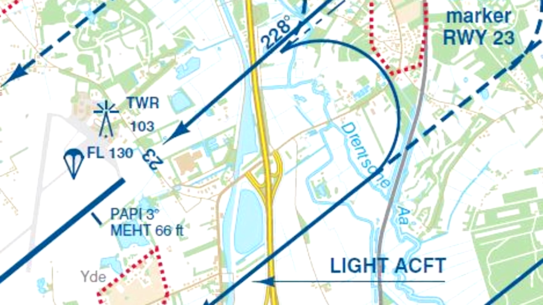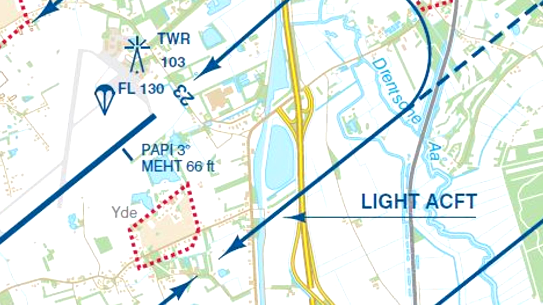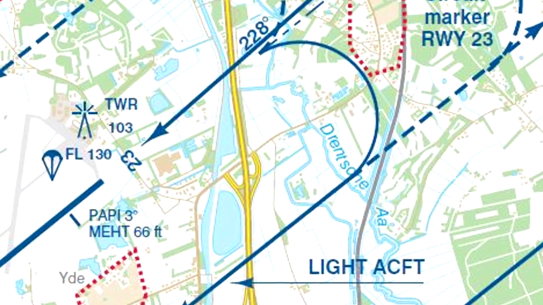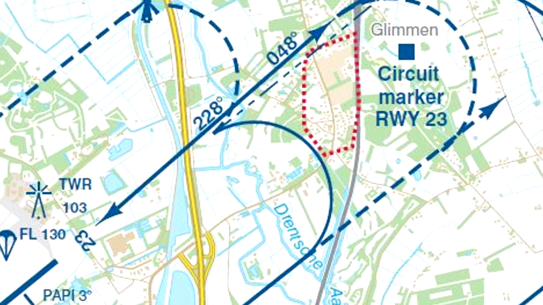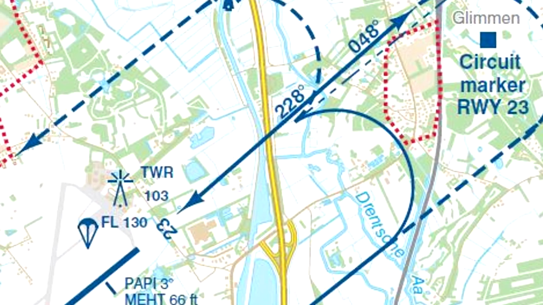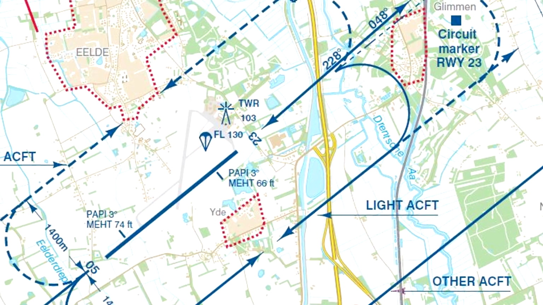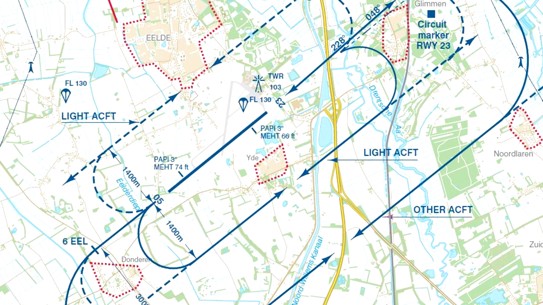As you can see, we kind of pass by this lake, and then as we turn left to base and then left to final, we should have the runway in sight pretty quickly. We cross the highway again, we cross this little river again, and then we are final runway 23. So that's kind of an overview of the circuit.